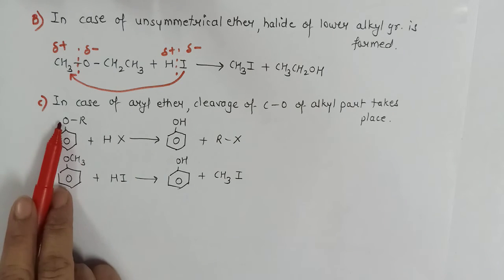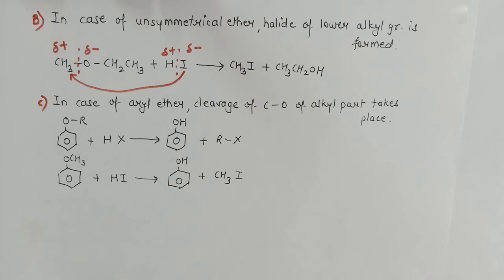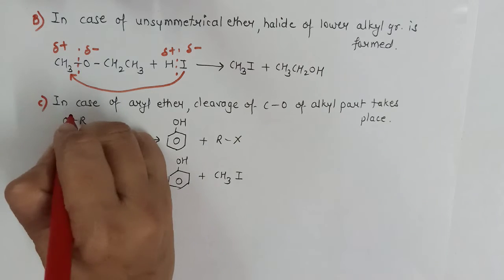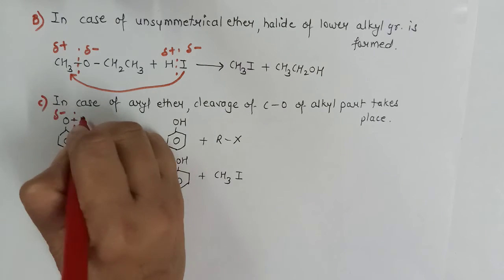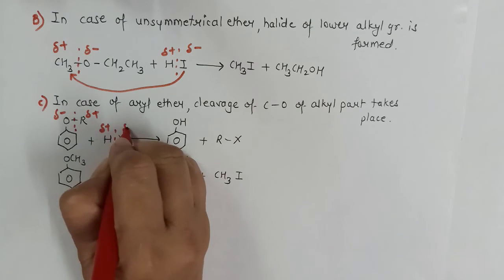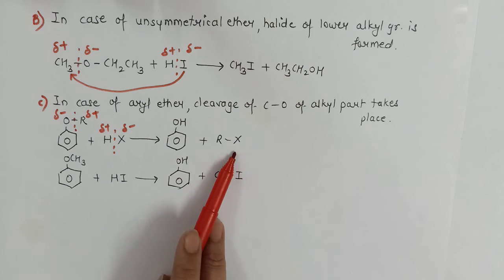Third condition. Now when we are using aryl ether, the cleavage of this O-R takes place. The cleavage of any group which is attached directly to the benzene ring is always difficult because it is attached to an sp2 hybridized carbon atom. It develops a partial double bond character. Now when it is treated with hydrogen halide, the cleavage takes place and we always get phenol along with haloalkane.